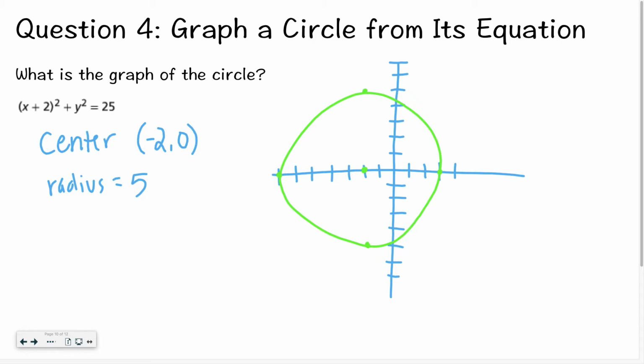All right, hopefully your graph looks something like that. Notice mine is not perfect. I don't expect yours to be perfect, but one thing I do want you to note about my graph is it's easy to tell what points things are at. Like, it's easy to tell this is (-2, 0). It's easy to tell this is (-7, 0). It's easy to tell this is (-2, -5).